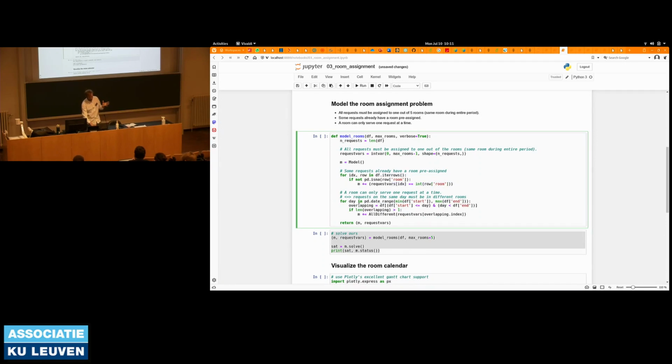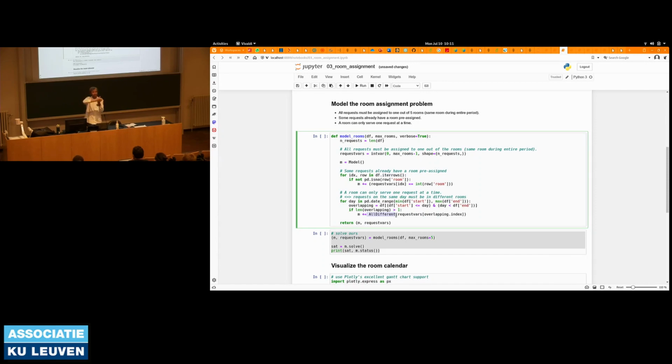And for all of the other ones, what we're basically doing is constructing this all different. We're looking not at it from a room perspective, but from a day perspective. Namely, if on one day you have 5 customers that all need to have a room, then that means that you're not going to put them together, right?